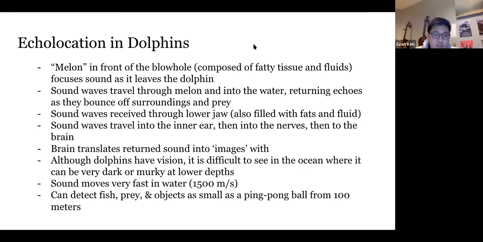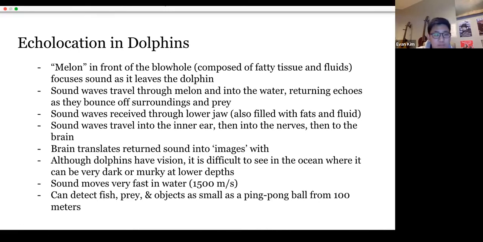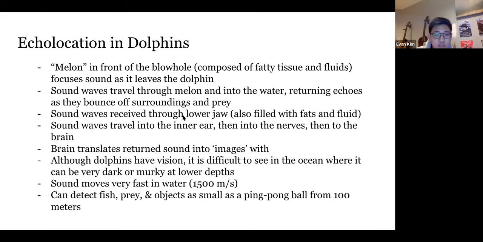The brain translates the return sound into images. This is similar to the computerized methods that sonar utilizes. They don't construct a visual image of their surroundings, but returned sound into images is sort of a fancy way of saying that they identify the properties of their surroundings based on the same thing as bats: the time it takes for the sound to travel back to them, the direction in which it passes into their ears, or I guess into their lower jaws and then into their inner ears.